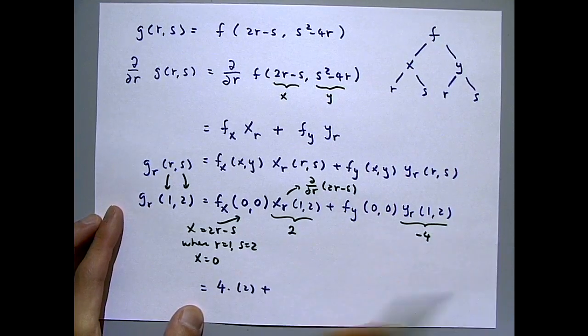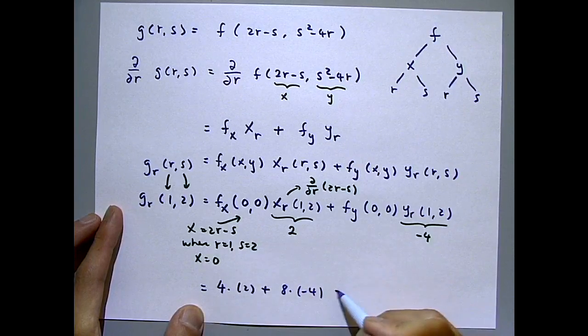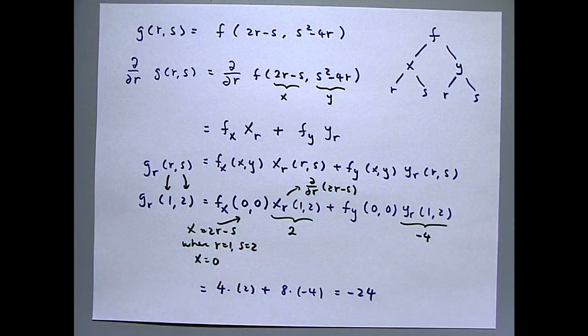Okay, f_y(0, 0), we look up on the table. f_y(0, 0) is 8 times -4. So that's -32 plus 8, that's -24. And it turns out we only use 2 entries of that table. And that's fine.